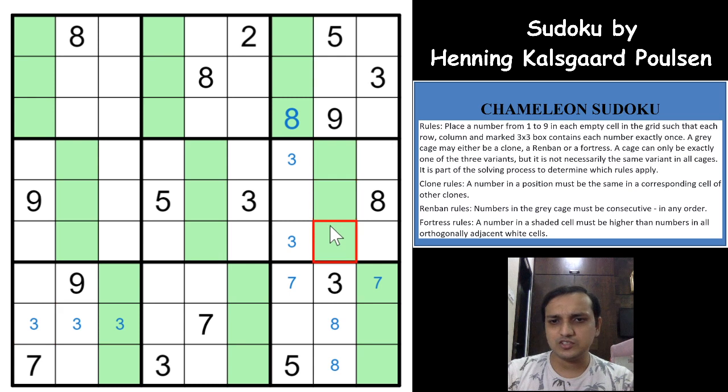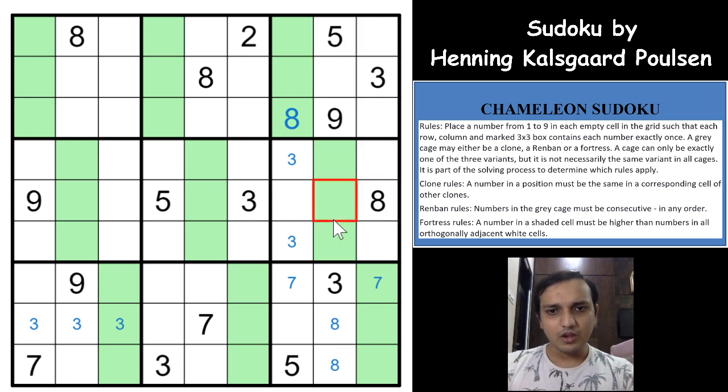If you take this region, it has quite a number of digits seeing it: 3, 8, 9 and 5, which means that this region cannot obey a Renban rule. So why would I say that? Because for a Renban rule, you need to have 3 consecutive digits in any order, and because of these 4 digits here, 5, 9, 8 and 3, there is no possibility of having 3 consecutive digits in this shaded region.